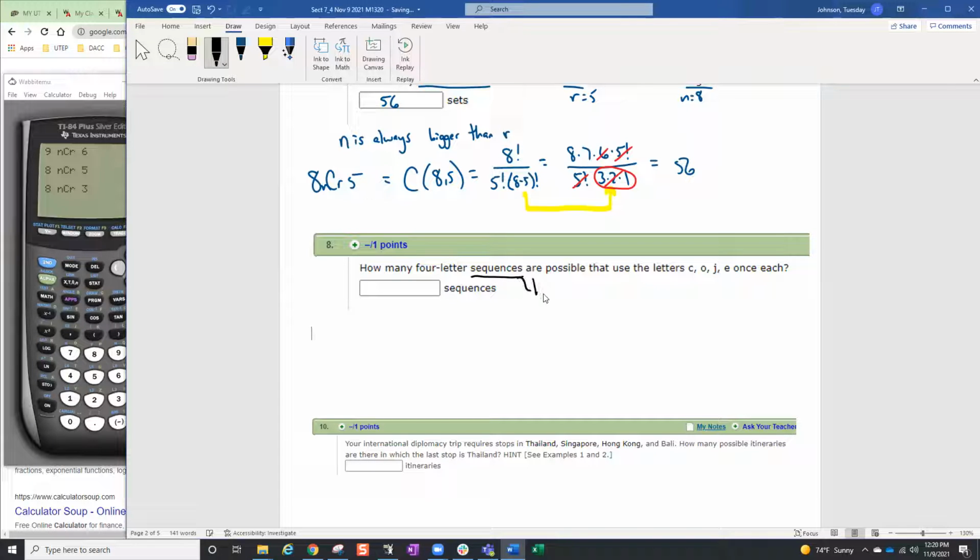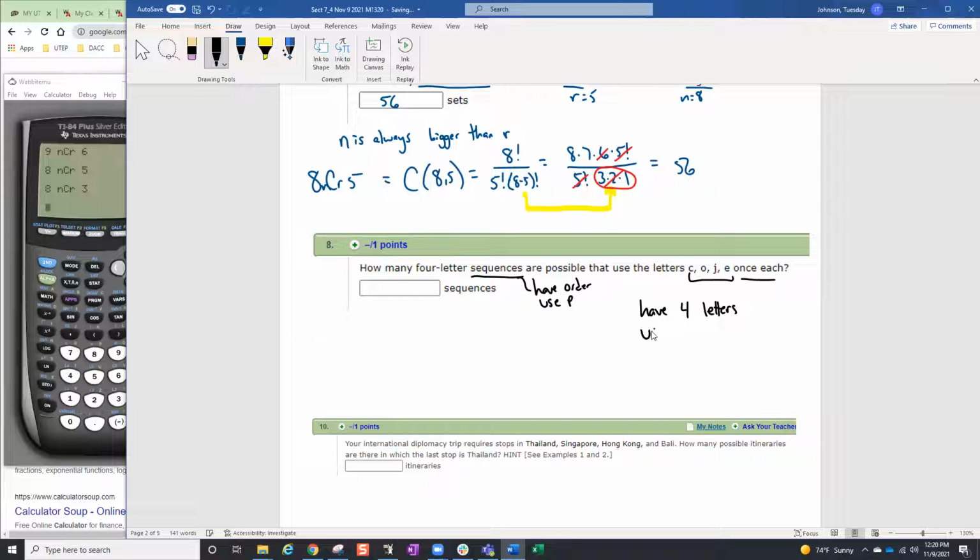Sequences have order. And if we have order, we use P. We want these letters once each. So we have 4 letters.